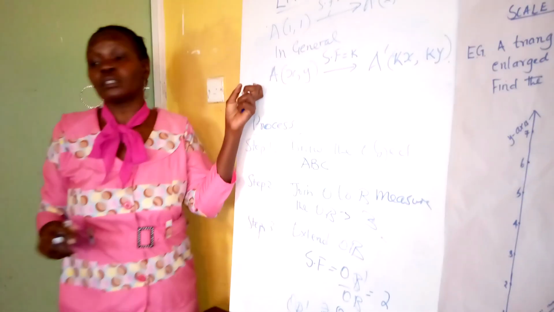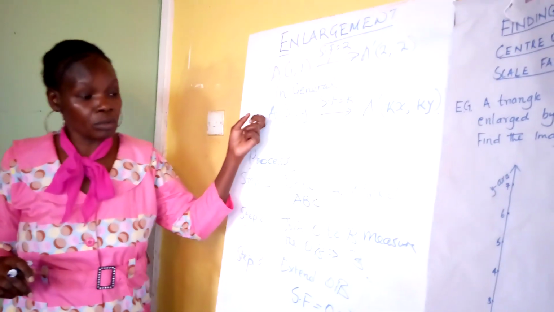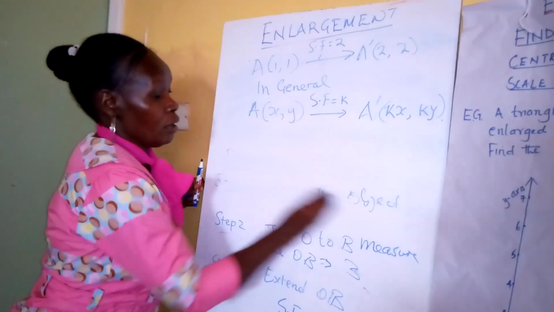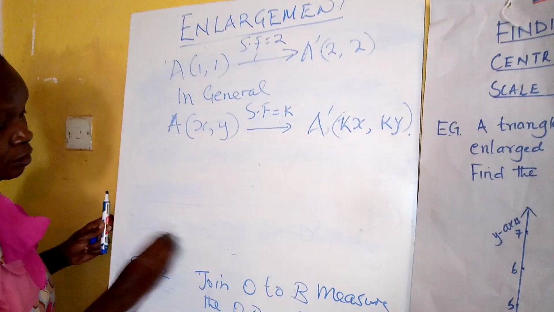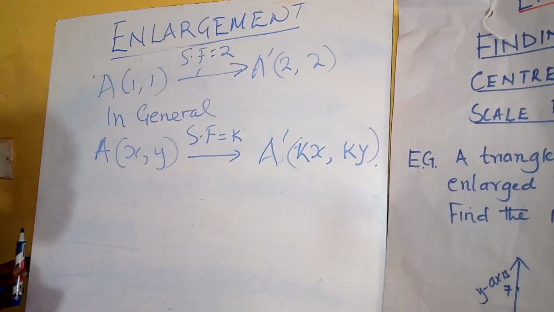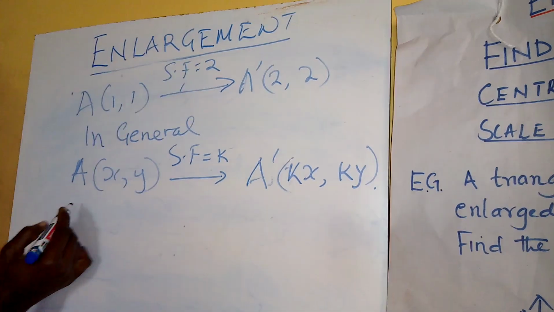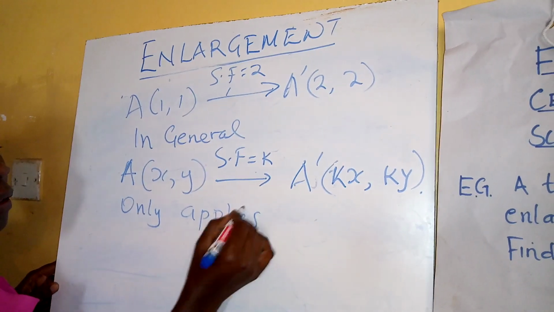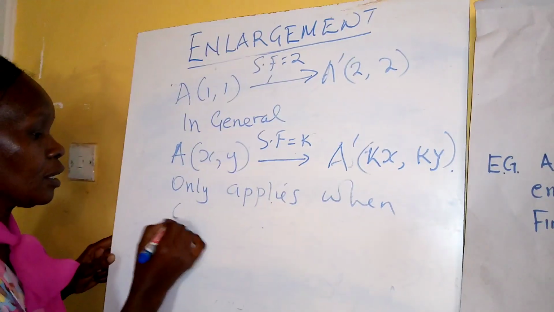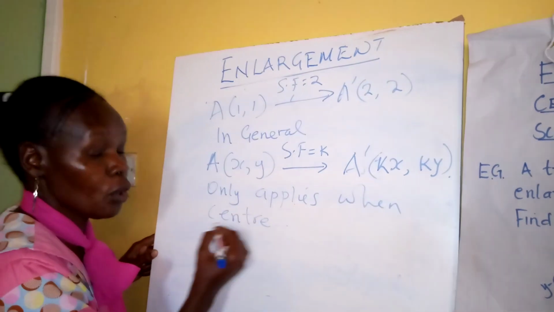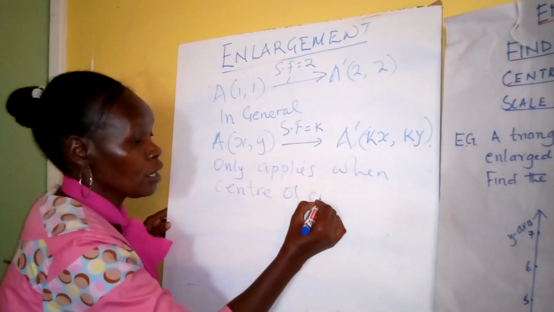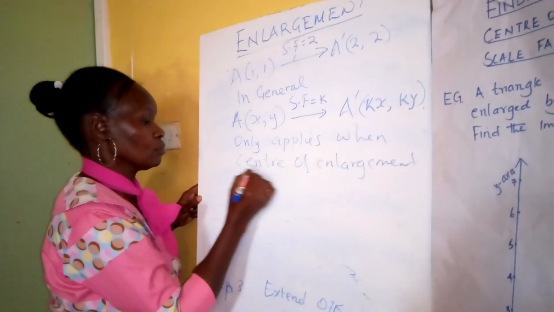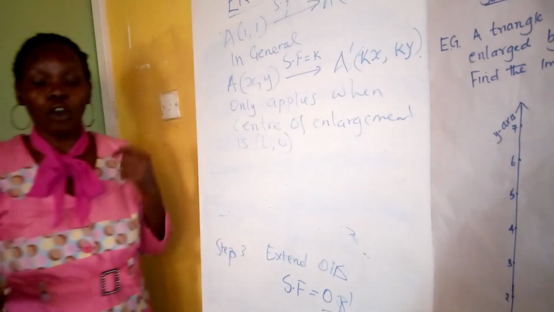This is so important. It is important that you realize that that is our general formula for enlargement given the scale factor. But I have to say it only applies when the center of enlargement is (0, 0). It only applies when the center of enlargement is (0, 0), for all the cases.